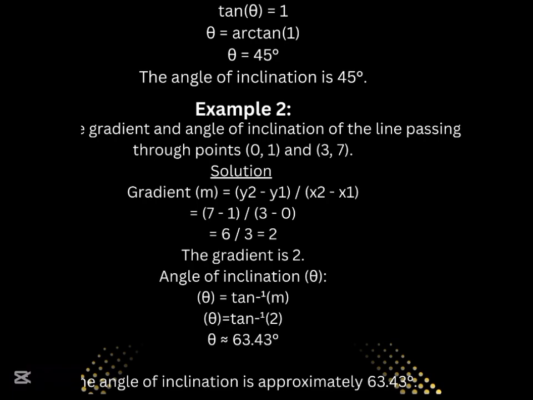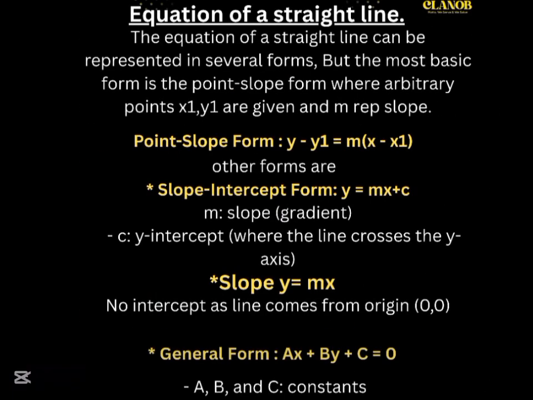Substituting your values, you get the gradient to be 2, and theta equals tan inverse of m, which is your gradient. So if you do your tan inverse 2, you get the angle of inclination between the 2 points (0, 1) and (3, 7) to be 63.43 degrees respectively.